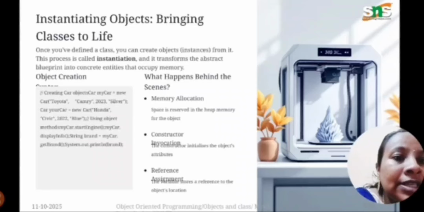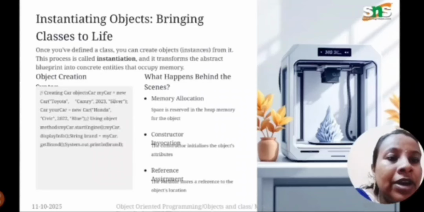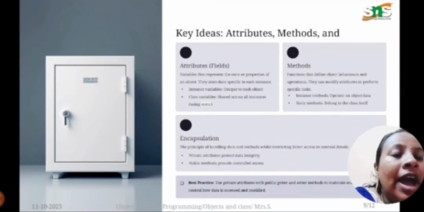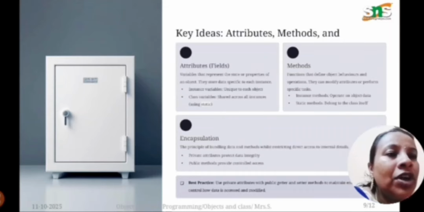Next one is reference assignment. The variable stores a reference to the object's location. This is a key idea. Attributes, methods and encapsulation. Attributes are variables that represent the state or properties of an object. Methods are functions that define object behaviors and operations. They can modify attributes or perform specific tasks. Encapsulation is the principle of bundling data and methods, restricting direct access to internal details.